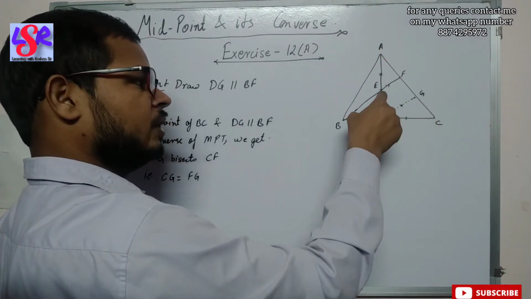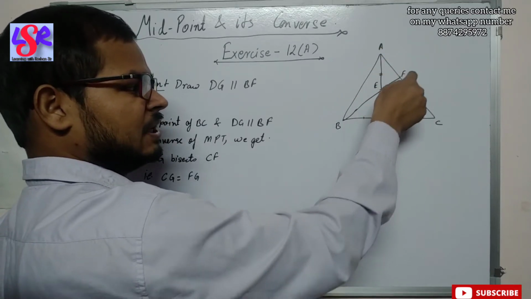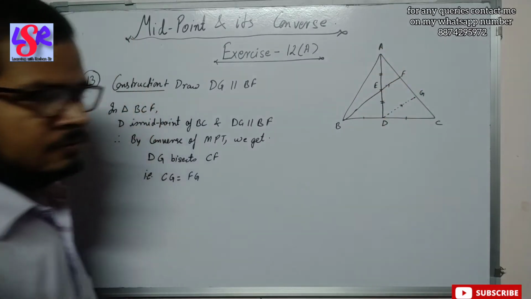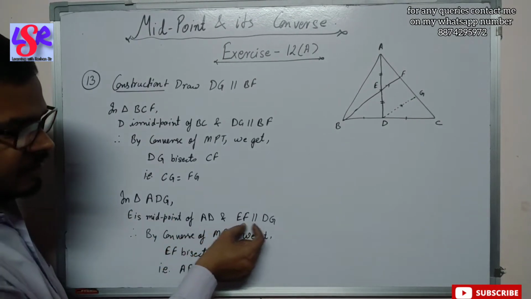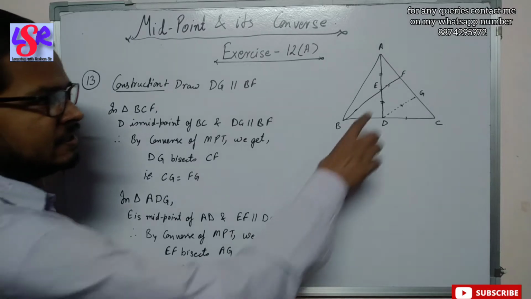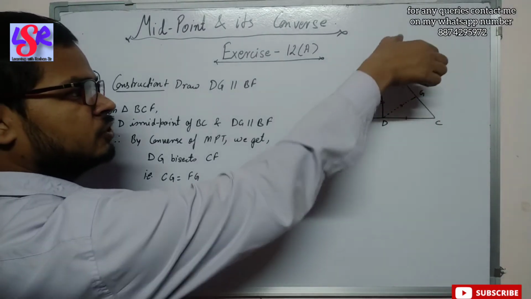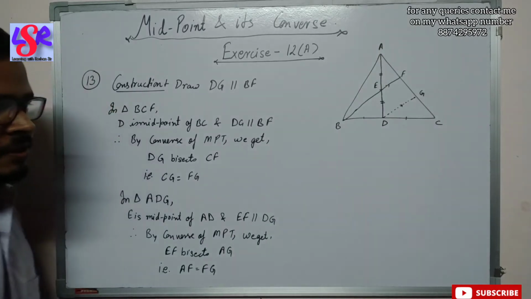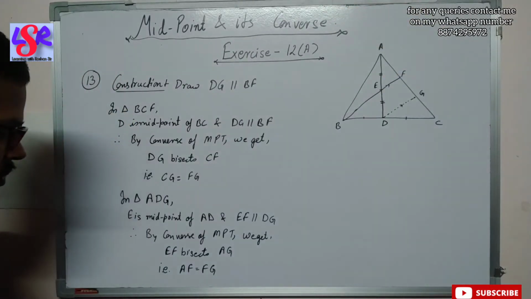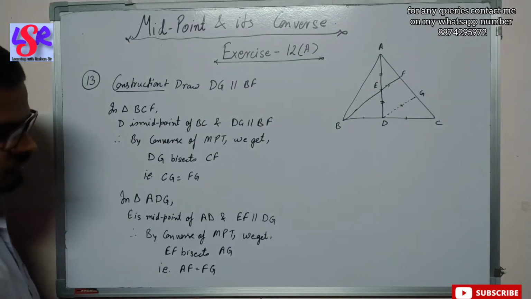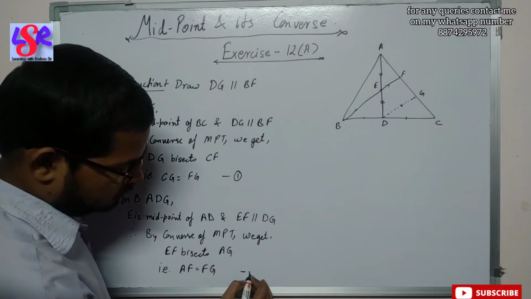In this one we have E as a midpoint of AD and EF parallel to DG. So as E is midpoint of AD and EF is parallel to DG, therefore EF is going to bisect the side AG, and by that we get AF equals FG. On getting the relation AF equals FG, we can take this one as equation number 1 and the earlier one as equation number 2.